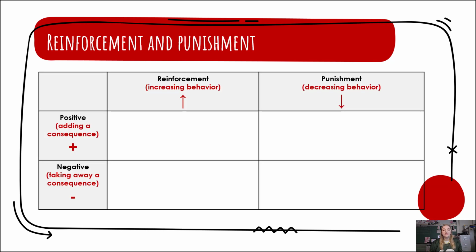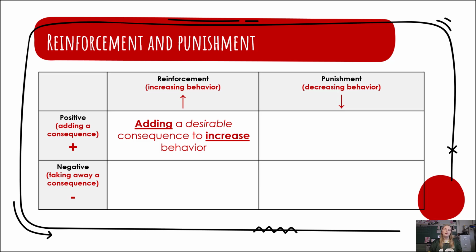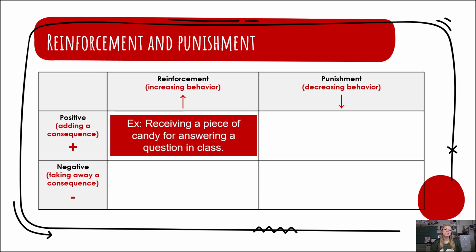So let's look at the different types of reinforcement and punishment. Once again, we need to label our words for what they mean. Reinforcement means increasing behavior. We use that up arrow. Punishment means decreasing behavior. In this case, positive means adding a consequence, and negative means taking away a consequence. So positive reinforcement is going to be adding a desirable consequence to increase behavior. An example of this would be receiving a piece of candy for answering a question in class.